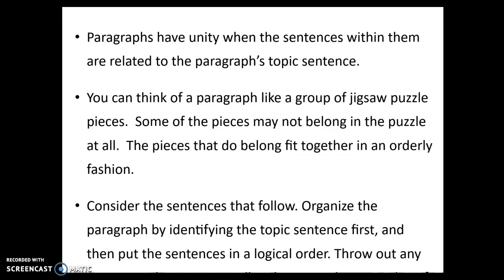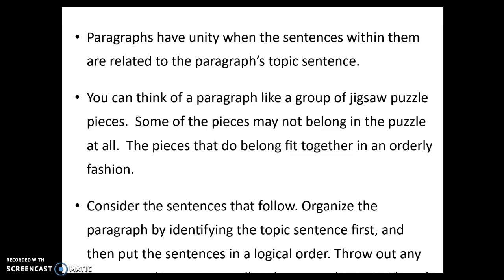Sometimes you have to rearrange your sentences, or sometimes you have to remove sentences that don't quite fit. So you want to think of it as a jigsaw puzzle, right? Some of those pieces might not belong in the puzzle at all. Some don't fit where we have them. We have to make sure that we are getting the perfect picture in our jigsaw puzzle.